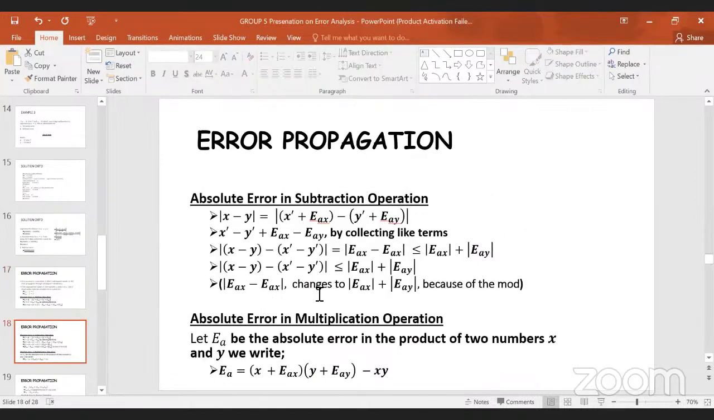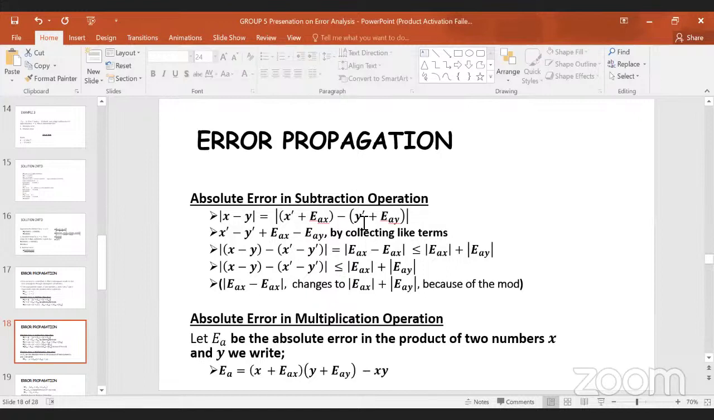Then we'll continue with our error propagation. We go to the subtraction. Subtraction and addition follow almost the same procedure, except for the operations carried out on them. What do I mean by the operations? When you are adding, for subtraction you are reducing. When you are increasing in addition, you are reducing in subtraction. Now the same formula we have for x minus y equals x prime plus EAX minus the y prime, which is the approximate solution, plus the absolute error of y.